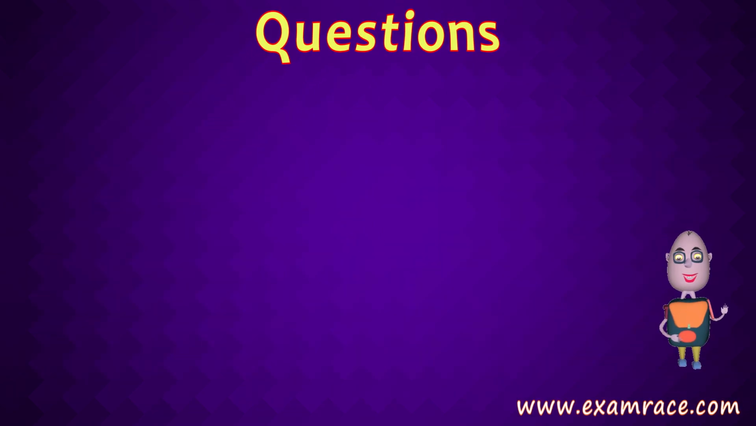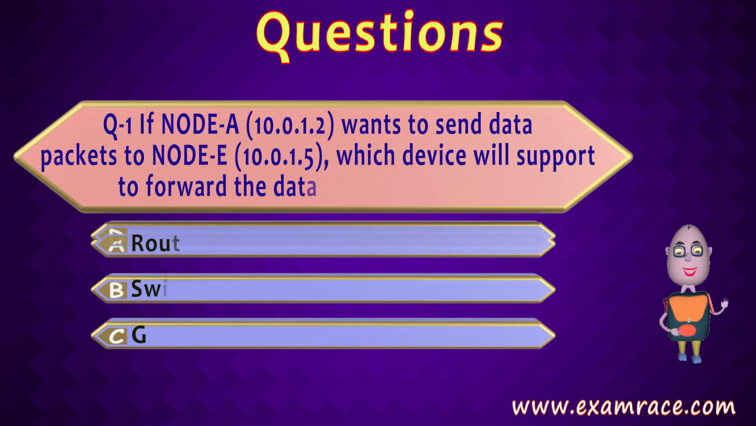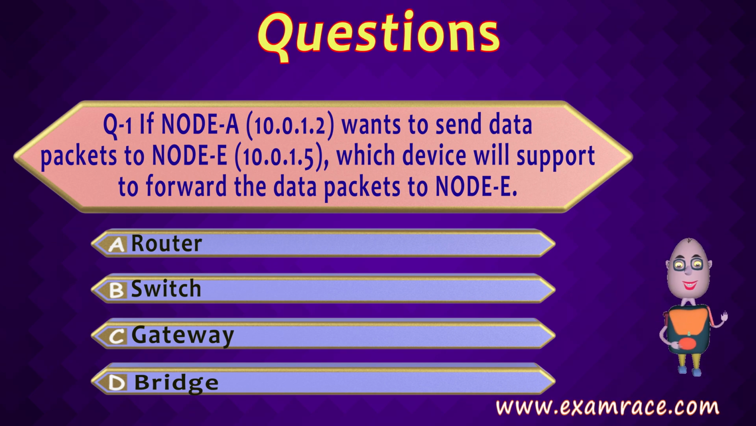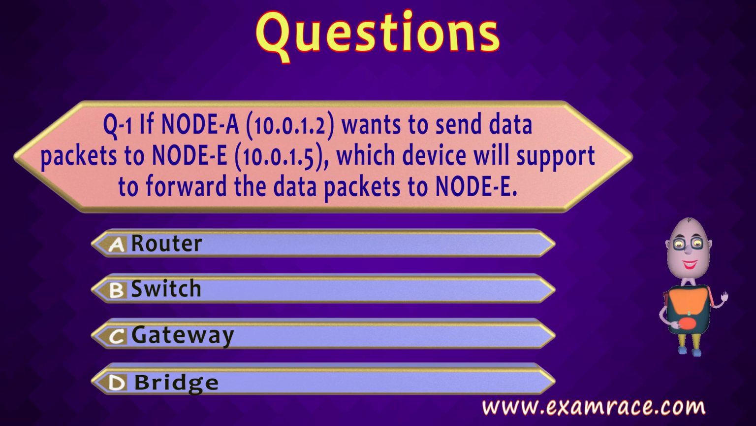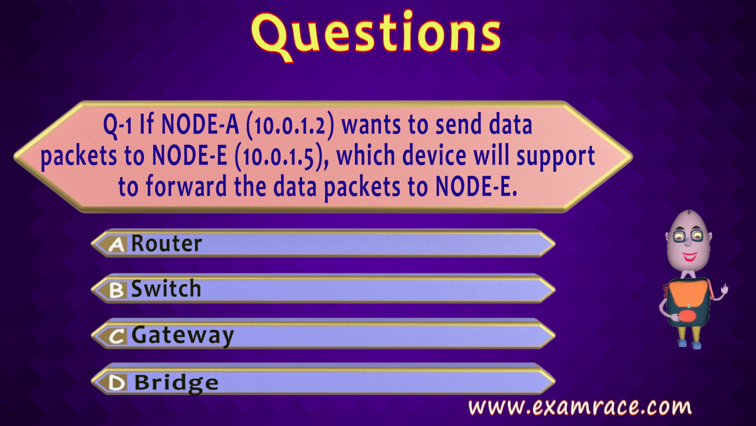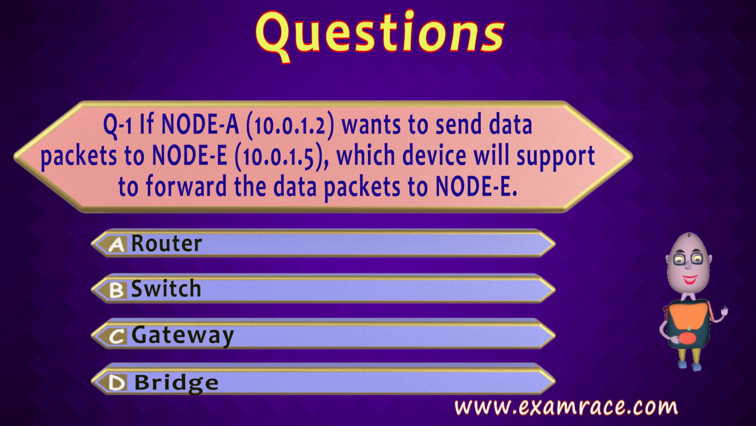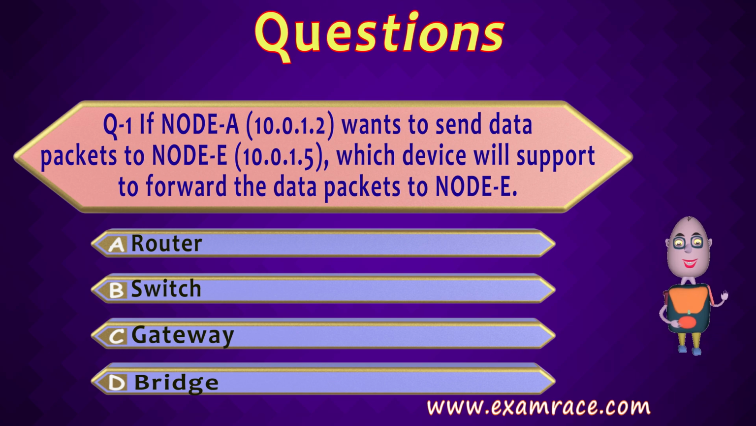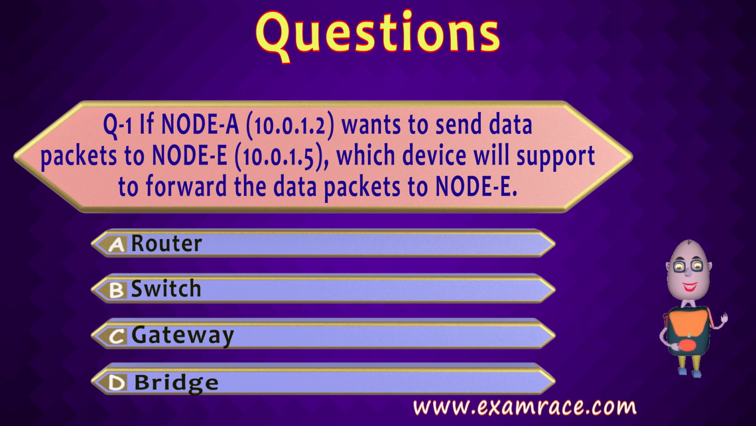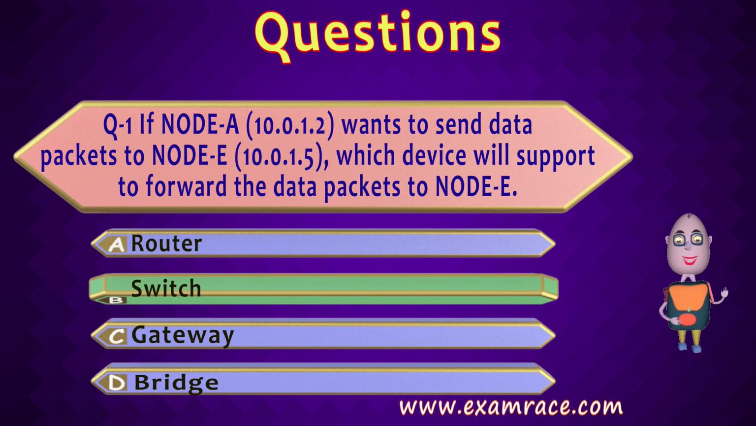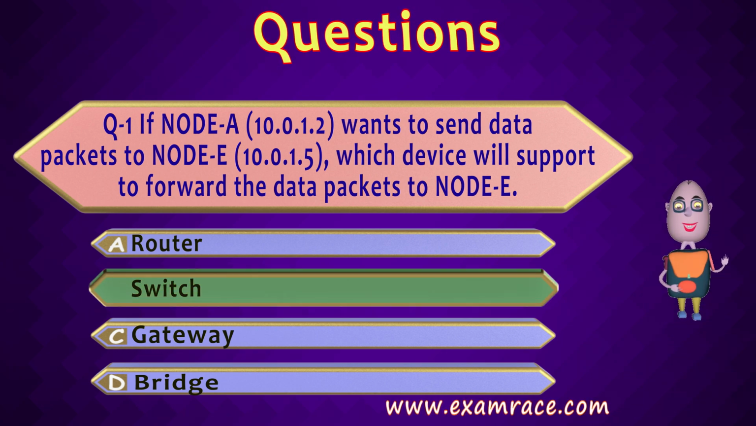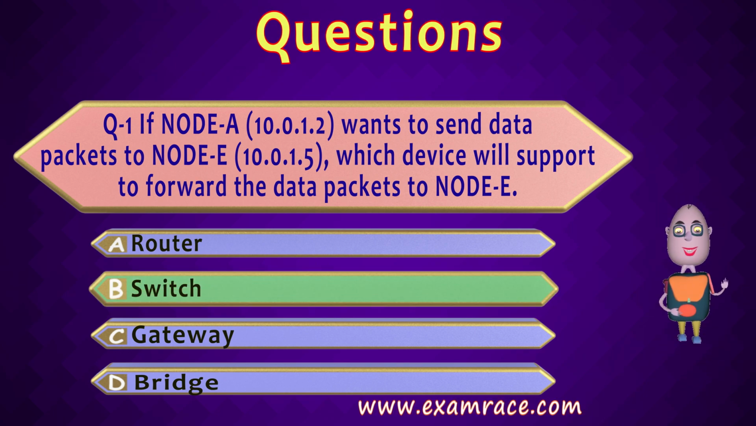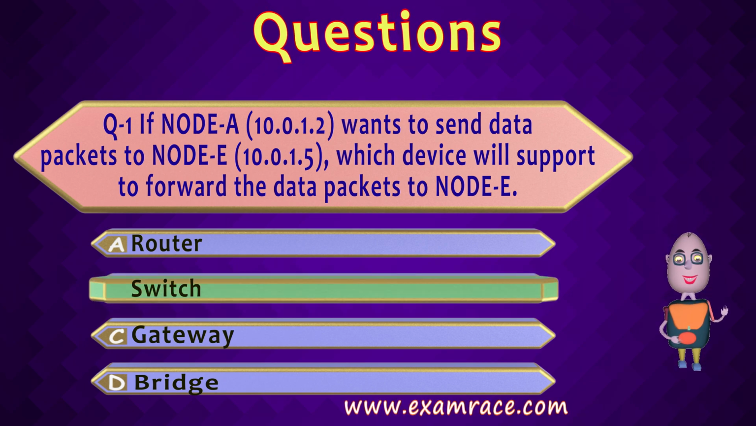So let's have some MCQs related to the same topic. The first question is, node A, which has some IP address like 10.0.1.2, wants to send data packets to node E, which has another IP address. Which device will forward the data packets to node E? Which of the following options is correct for this question? Switch is the correct answer. The reason is that the question does not mention whether we have a single network or multiple networks. We just have two different IP addresses. It means that we are working in the same environment. So a switch will be appropriate here.